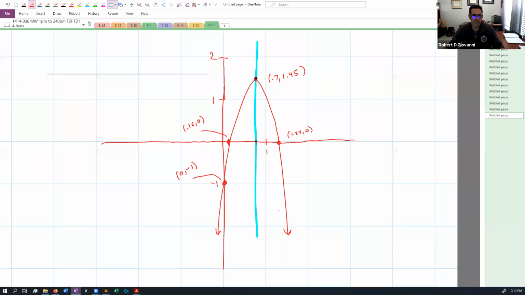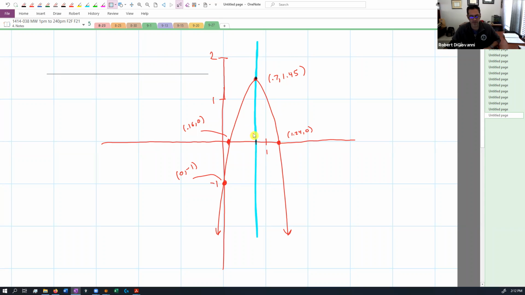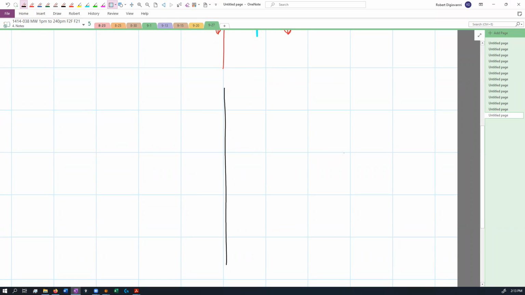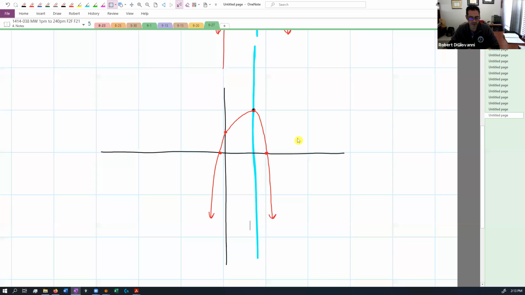Y'all doing all right with this? Why do we draw the line of symmetry? It just helps us because what we don't want is something like this. Like, let's say you're doing your work. And let's say you get your vertex to be here. And let's say you get an X-intercept here and here. And let's say your Y-intercept is there. You draw your axis of symmetry. You draw your left side. And then you go to draw your right side.